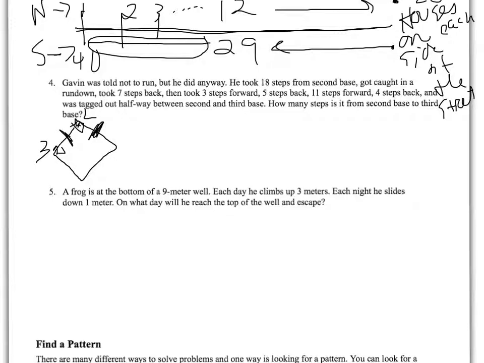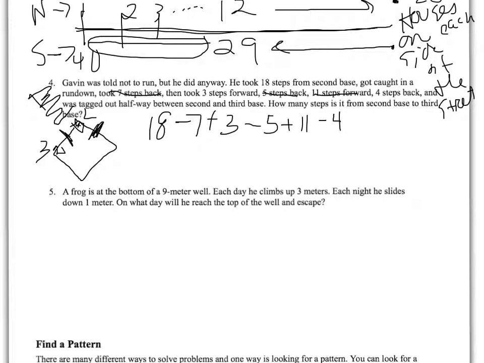Okay? So, at any rate, we know that he's going to be going there, going back, going there, going back, that sort of thing, and ending up halfway there. So, for each step he takes towards the base, we're going to add those numbers. For each step he goes back, we're going to subtract. So, if he takes 18 steps from second base, then he gets caught in a pickle. Took 7 steps back, so we subtract 7. 3 steps forward, so we're adding 3. 5 steps backwards, so we're subtracting 5. 11 steps forward, so we're adding 11. And 4 steps back, subtracting 4.